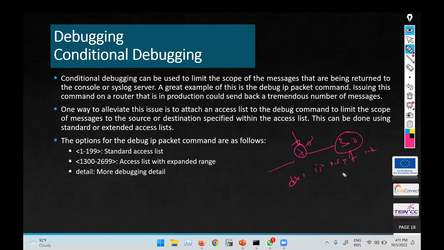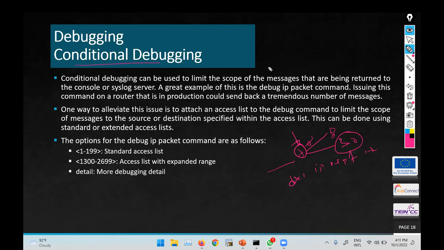So it will be difficult for you to understand which packet is for the problematic area, right? Then how do we actually mitigate this issue? For this purpose, we have to use conditional debugging.